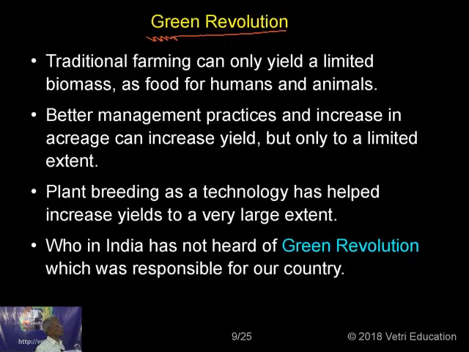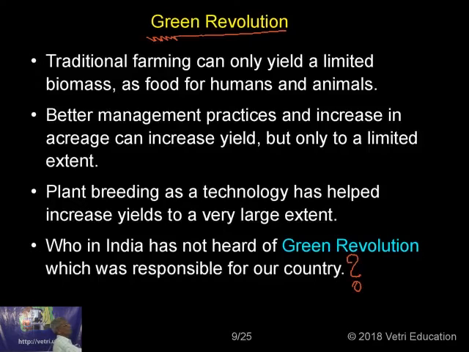So traditional farming can only yield a limited biomass as food for humans and animals. Better management practices and increase in acreage can increase yield, but only to a limited extent. Plant breeding as a technology has helped to increase the yield to a very large extent. Who in India has not heard of the green revolution which was responsible for our country?